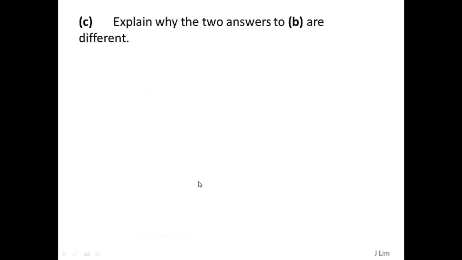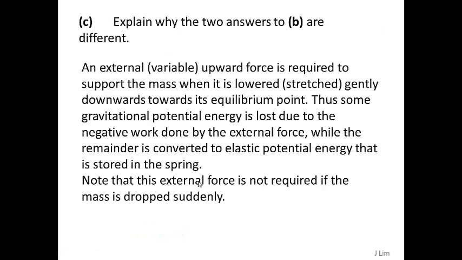Explain why the two answers to B are different. Now, an external upward force is required to support the mass when it is lowered gently downwards towards its equilibrium point. Thus, some gravitational potential energy is lost due to the negative work done by the external force, while the remainder is converted to elastic potential energy that is stored in the spring.